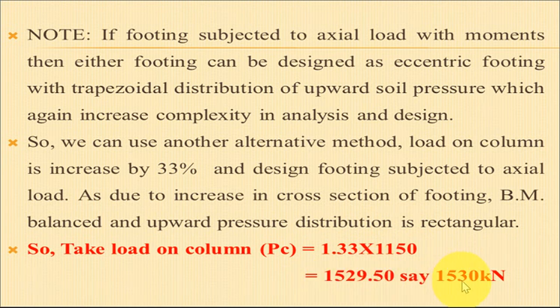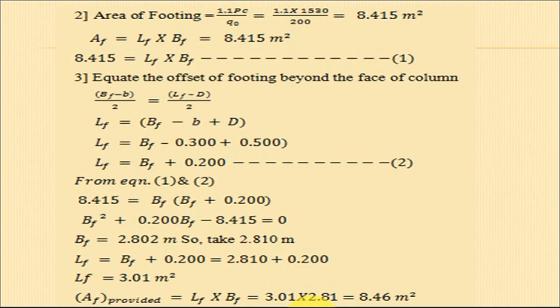So 1530 kilonewton is considered as the actual load or working load, and design axial loaded column without bending. Now this is the second step. Area of footing is equal to 10% extra as the load of the footing. So 1.1 Pc divided by q0. So it is 8.415.